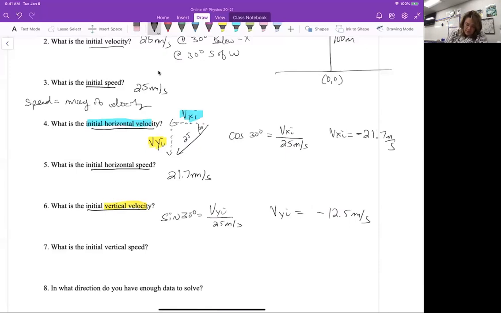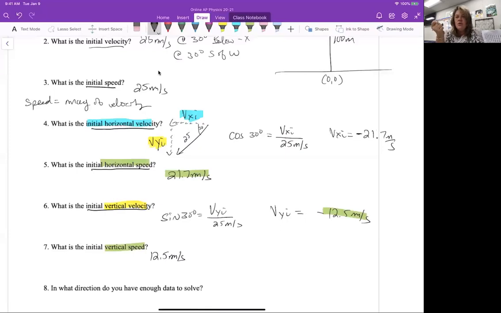What was its initial vertical speed? So let's do our speeds in green. Vertical speed, well, it is the magnitude of negative 12.5. So I don't care what the direction is. I know that I'm at 12.5 meters per second. Now you understand why I was asking all those weird questions over and over again. People struggle with the question when they're asked for a velocity.